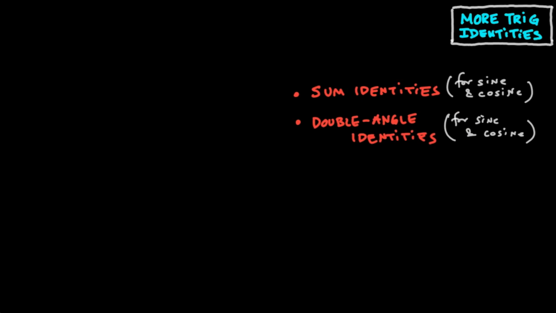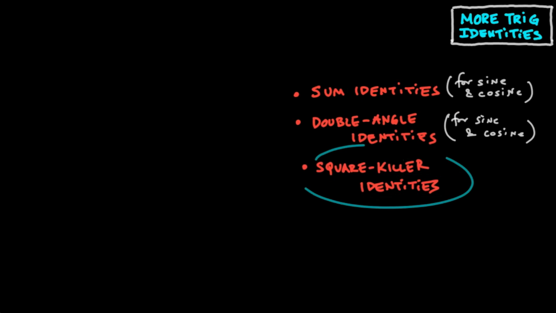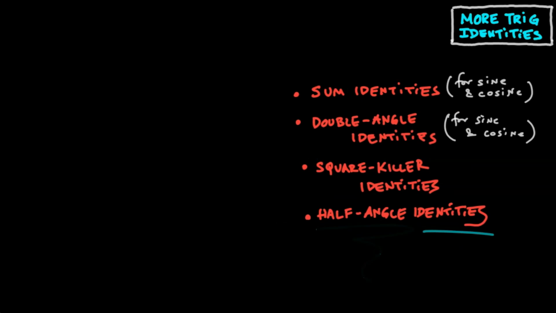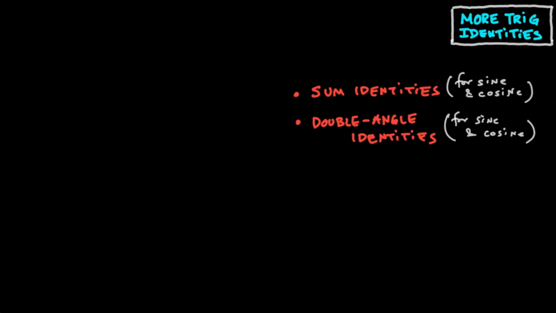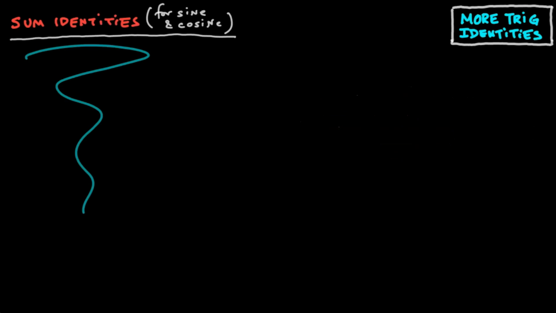I will show you, beyond that, how we can use the double angle identity for cosine combined with everybody's favorite identity, the Pythagorean identity, to then derive what I call the square killer identities, which in turn can be massaged into another form called the half angle identities. But our main focus will be on these two, the sum and double angle identities for sine and cosine. Those are the ones your calculus teacher, when you get there, will expect you to know, especially the double angle identities. But to get to those, we need to begin with the sum identities.